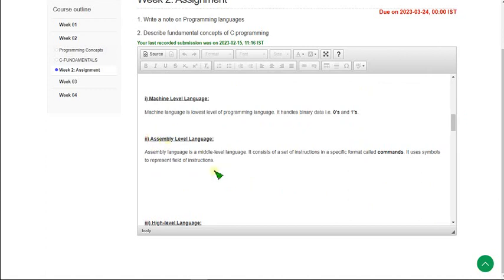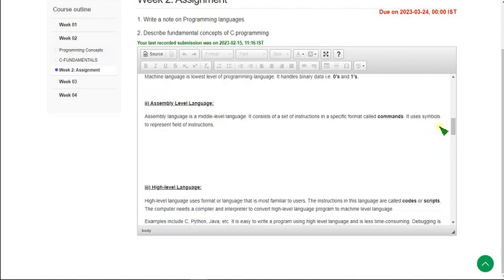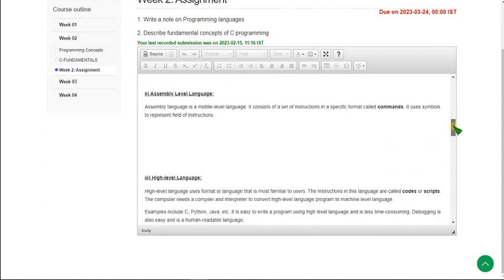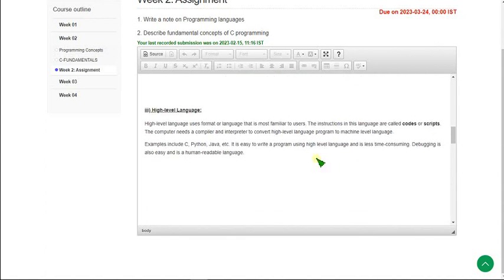The other one is assembly level language. This is an intermediate level language. It means it is above the machine level and below the high level language. It is a middle level language. It consists of a set of instructions in a specific format called commands. It uses symbols to represent fields of instructions. So I am moving from the assembly level language to the final one, high level language.